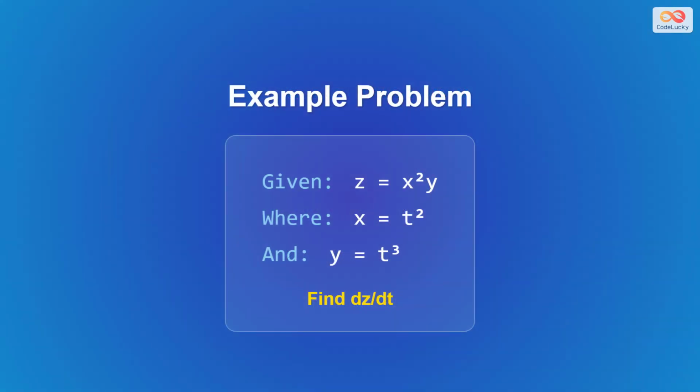Let's try a concrete example. Suppose z equals x squared times y. We are also given that x equals t squared and y equals t cubed. We need to find the total derivative of z with respect to t.